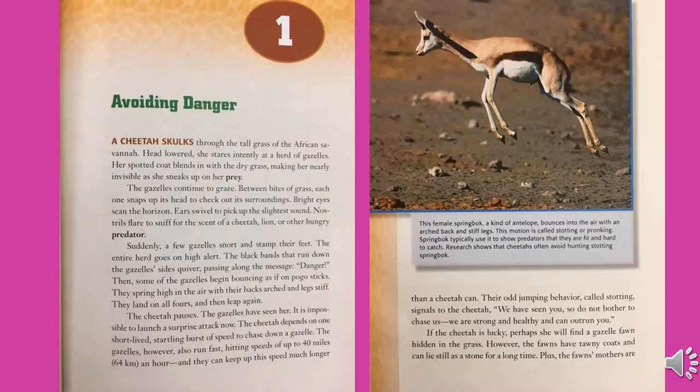Chapter 1, Avoiding Danger, page 7. A cheetah skulks through the tall grass of the African savanna. Head lowered, she stares intently at a herd of gazelles. Her spotted coat blends in with the dry grass, making her nearly invisible as she sneaks up on her prey. The gazelles continue to graze. Between bites of grass, each one snaps up its head to check out its surroundings. Bright eyes scan the horizon, ears swivel to pick up the slightest sound, nostrils flare to sniff for the scent of a cheetah, lion, or other hungry predator.